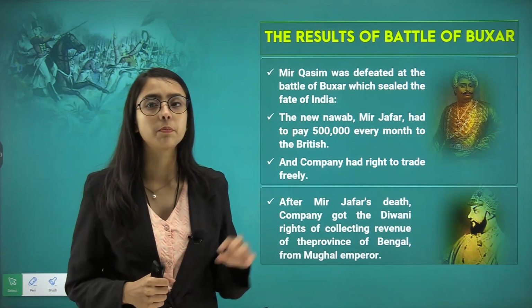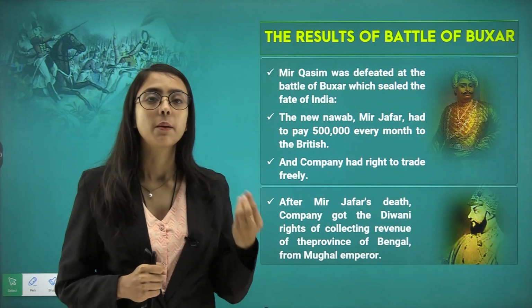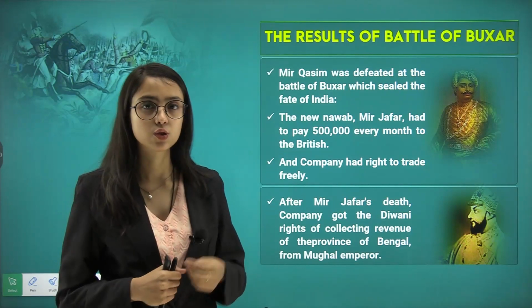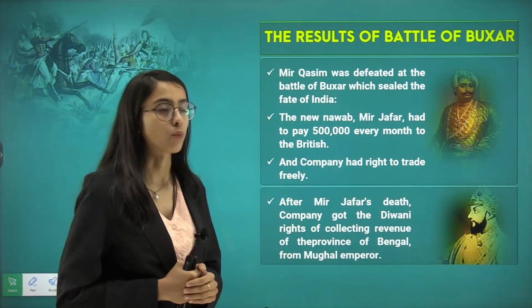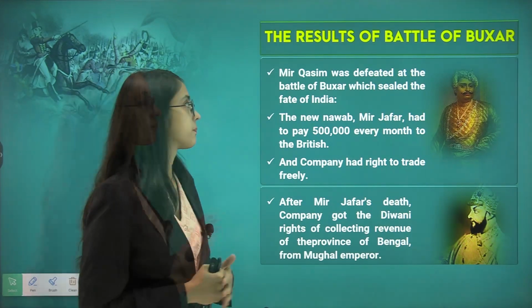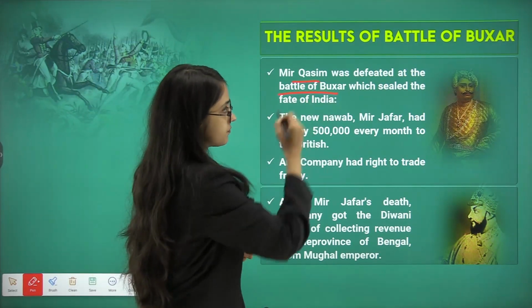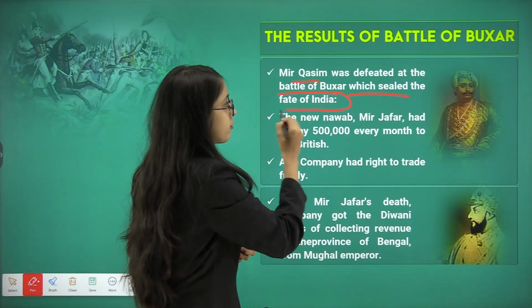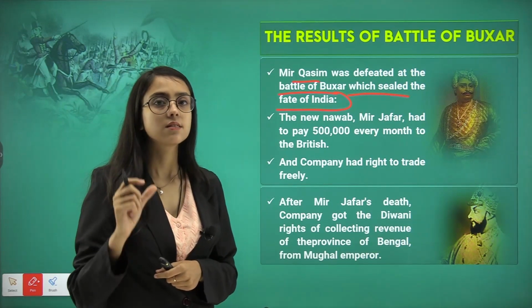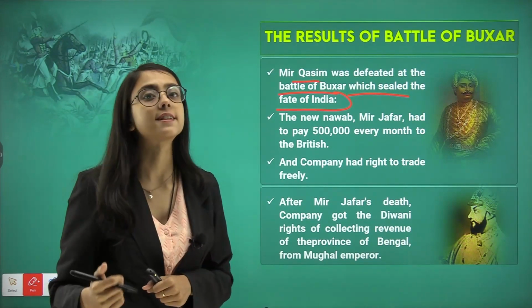Now let's talk about the Battle of Buxar. As we studied earlier, there was a conflict between Mir Qasim and Mir Jafar, who were fighting to become the Nawab of Bengal. So the Battle of Buxar took place. Let's have a look at what it was about and what the results of this battle were. Mir Qasim was defeated at the Battle of Buxar, which sealed the fate of India at the hands of the Nawabs of Bengal and the East India Company.